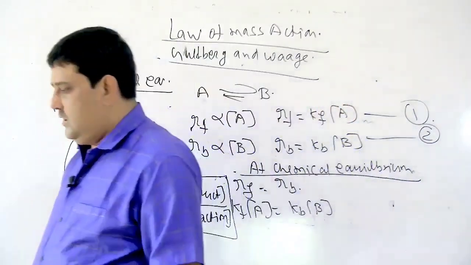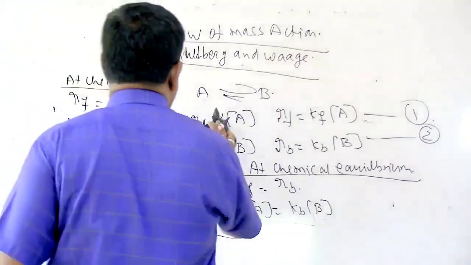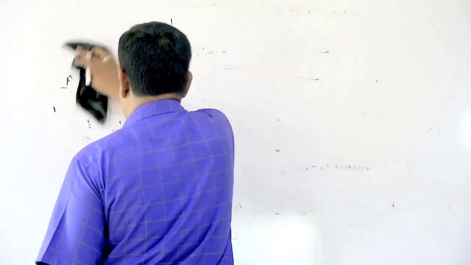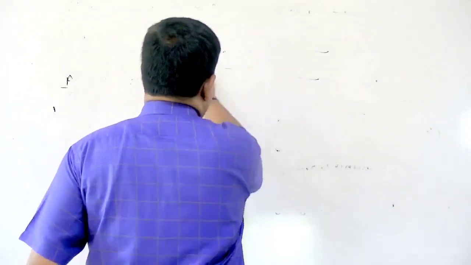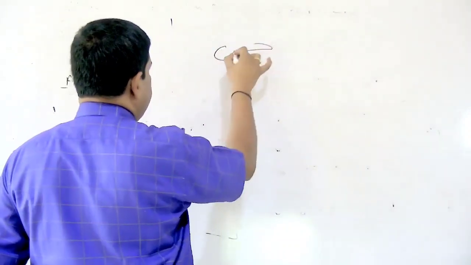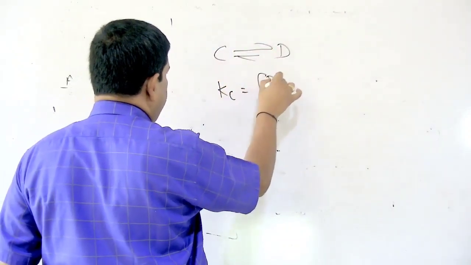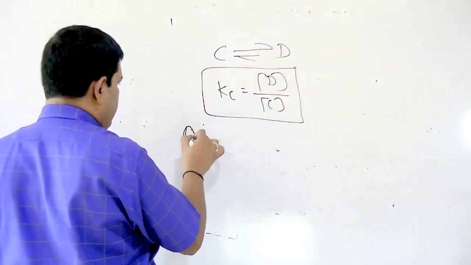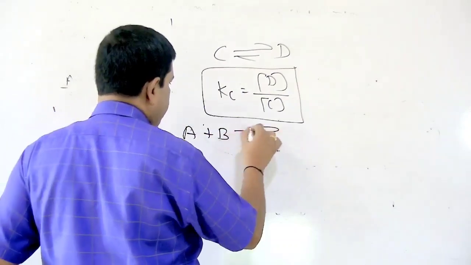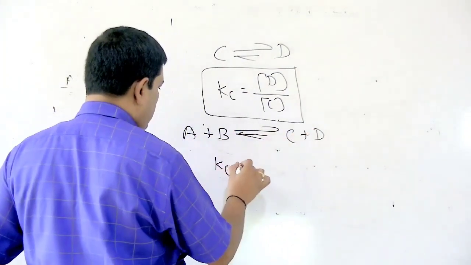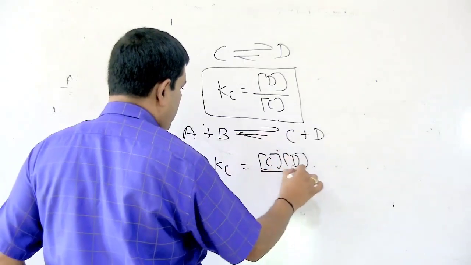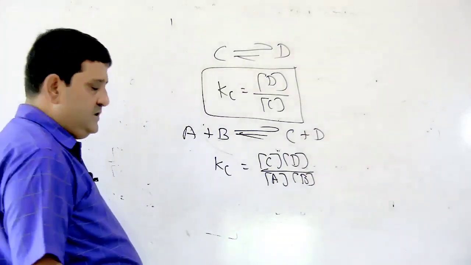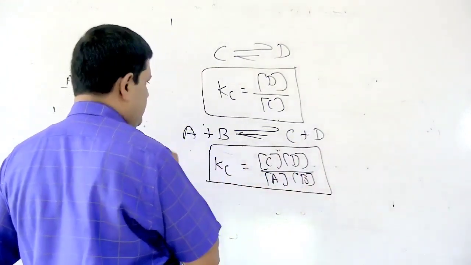Suppose you have A changing to B, then Kc is equal to B upon A. And if C is changing to D, we can write directly Kc equal to the concentration of D upon the concentration of C. If there is more than one reactant, like A plus B gives C plus D, then Kc is equal to the concentration of C into the concentration of D upon the concentration of A into the concentration of B. Is that clear?